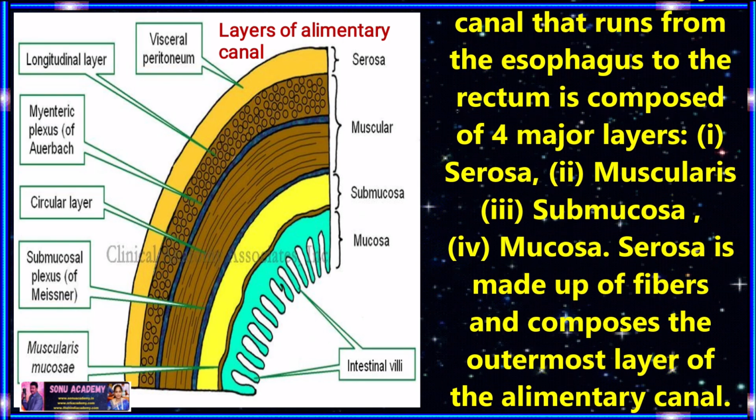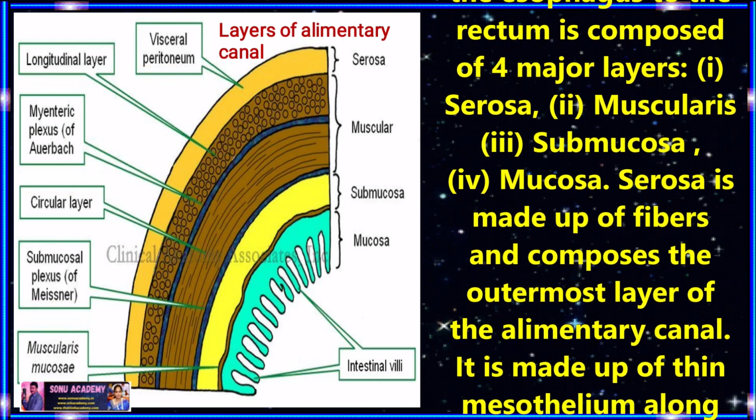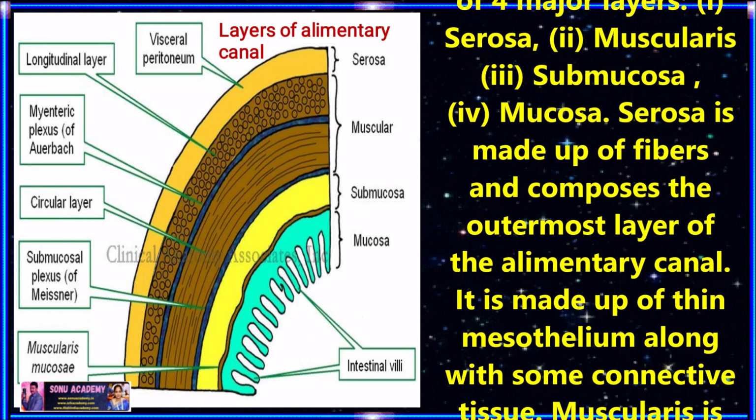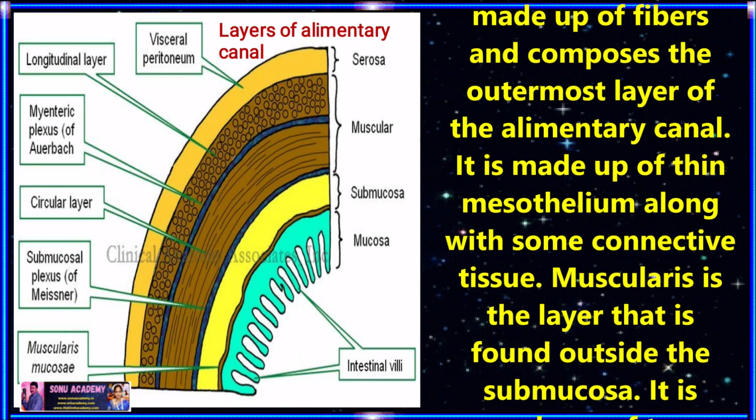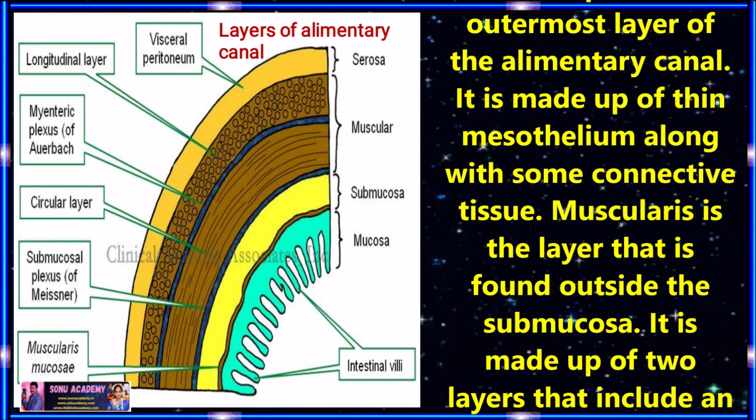Let us see what is serosa. Serosa is made up of fibers and composes the outermost layer of the alimentary canal. It is made up of thin mesothelium along with some connective tissues.